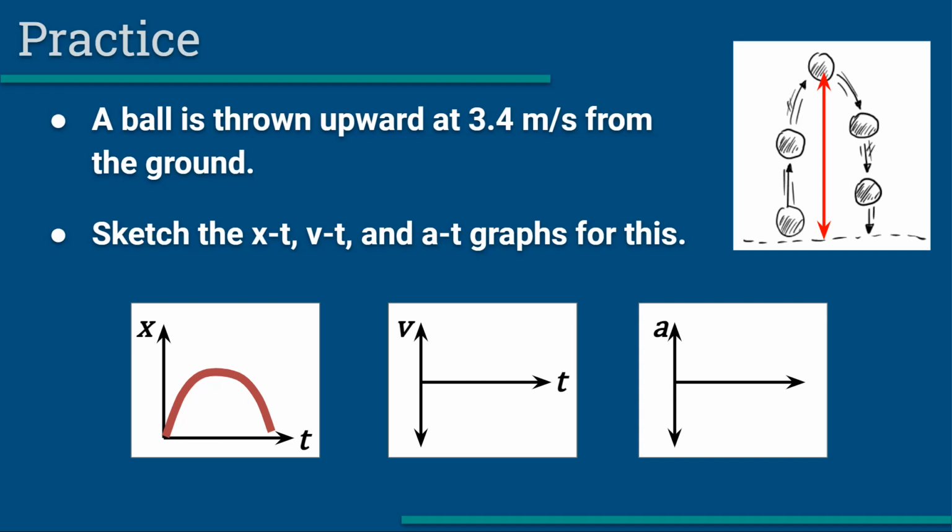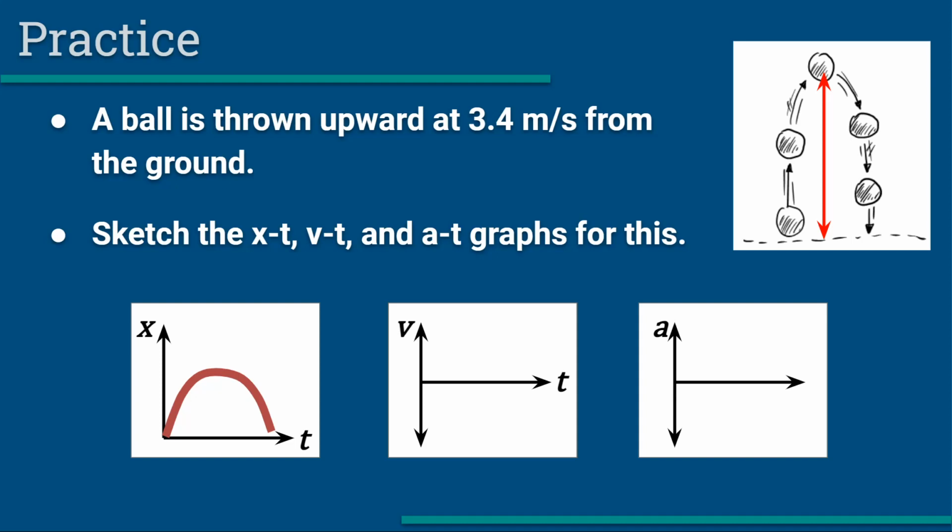For my velocity-time graph, again, I'm starting out with an object that's moving upward, let's say with 20 meters per second velocity, and then 10 meters per second, and then 0, and then negative 10, and then negative 20. I'm going to have a uniform change in velocity. The rate of change in velocity is going to be constant. Specifically, it's going to be negative 9.8 meters per second that it changes every second, right? That's acceleration due to gravity.